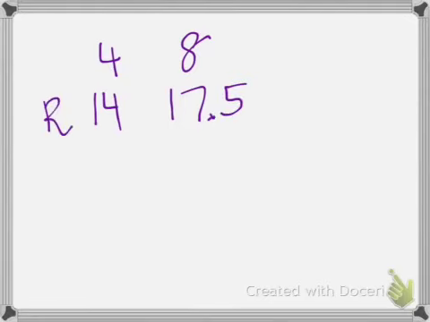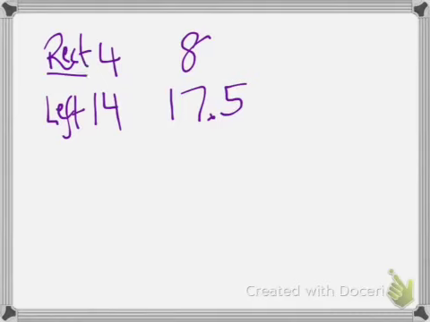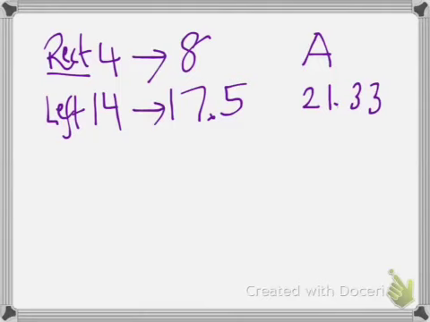The number of rectangles, 4 and 8, and this is the midpoint. This is the left hand endpoint, left sum, 17.5, and these are the rectangles, right? And the actual value is 21.33. See, if I increase the number of rectangles here, the value got closer to the actual value, which is 21.33.